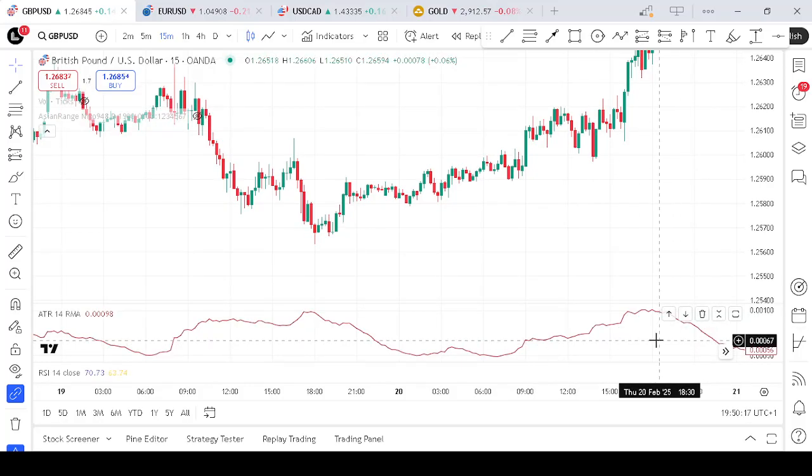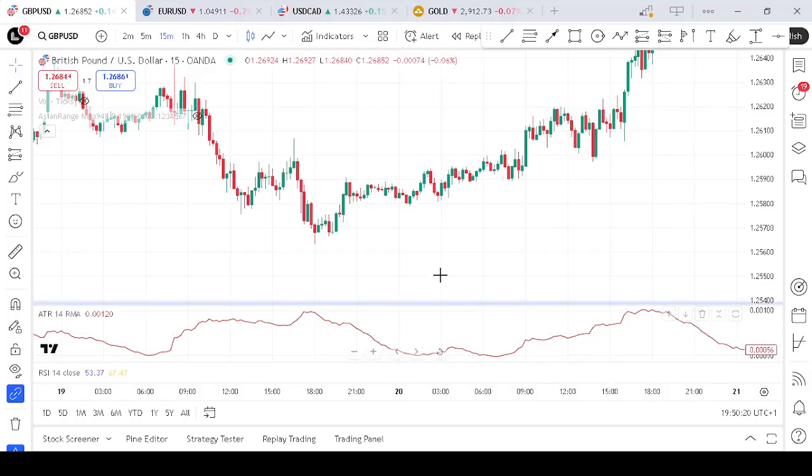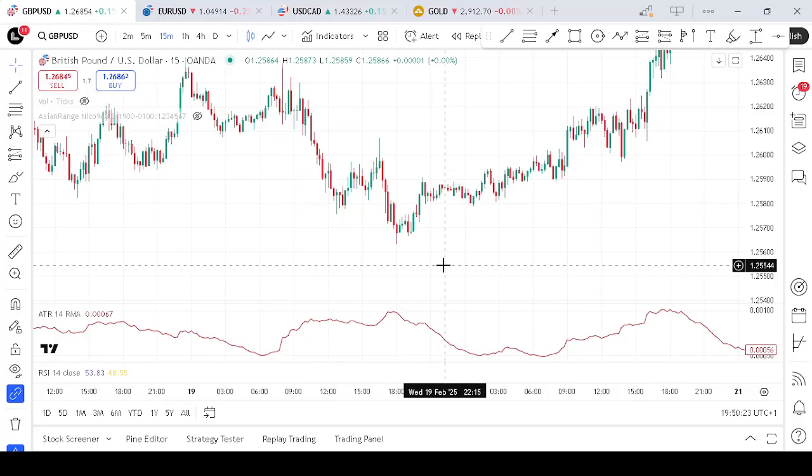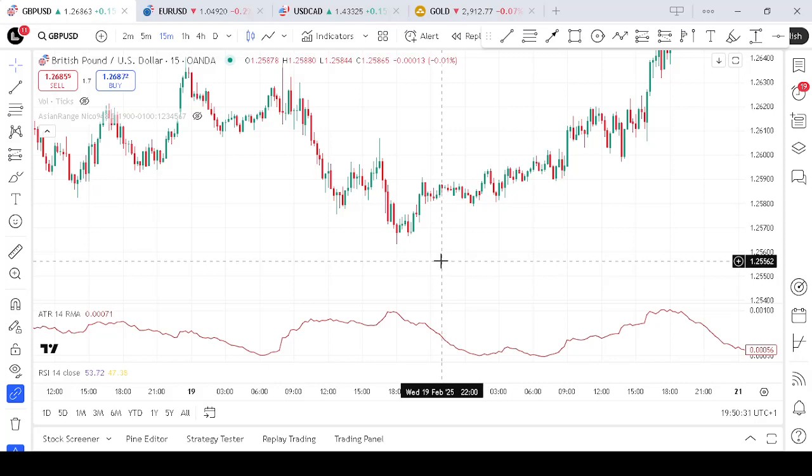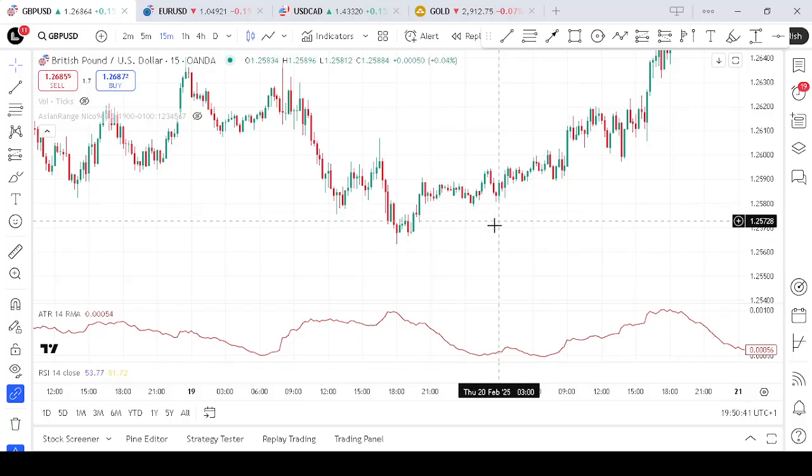The ATR measures the average range between the high and the low of price over a set number of periods, giving you a clear picture of market volatility. When the ATR value is low or declining, it signals reduced price movement, indicating a low volatility environment.